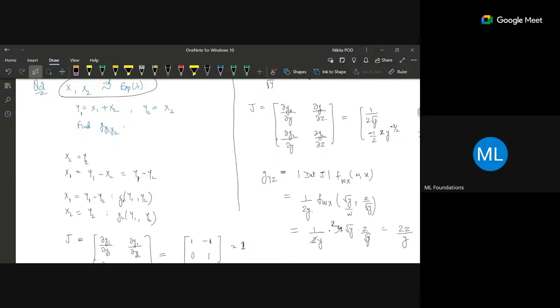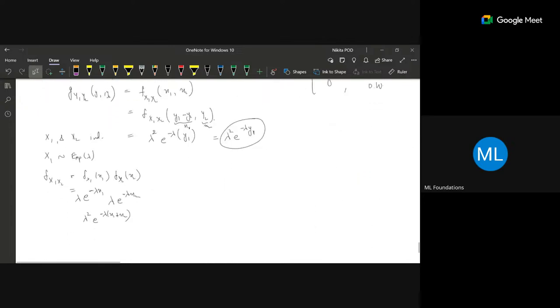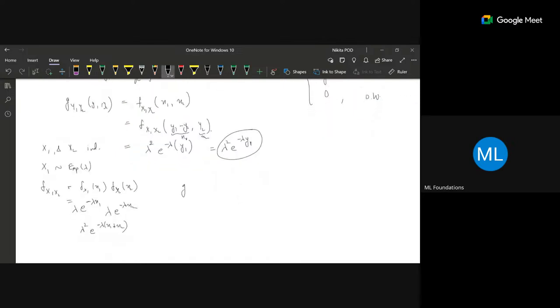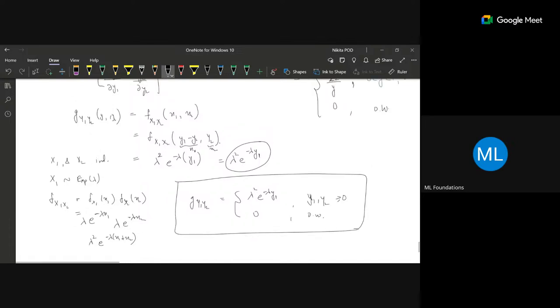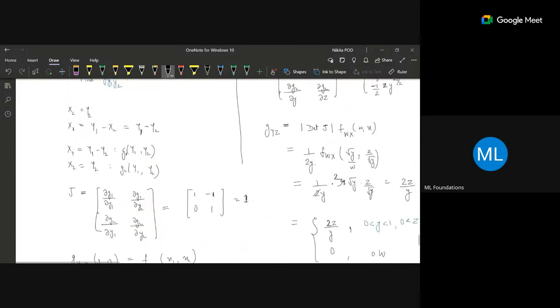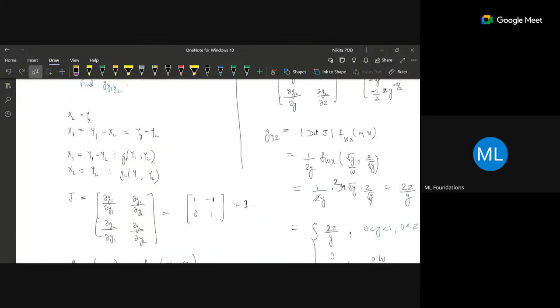So here the range would be what? X1, X2 were greater than or equal to 0, so both Y1 and Y2 would also be greater than or equal to 0. You can just write that. So G of Y1, Y2 is lambda square e to the power minus lambda Y1 for Y1, Y2 greater than or equal to 0, and 0 otherwise. Okay, so this was all you had in the transformation of random variables. Anything else specific you want to discuss from week 11?